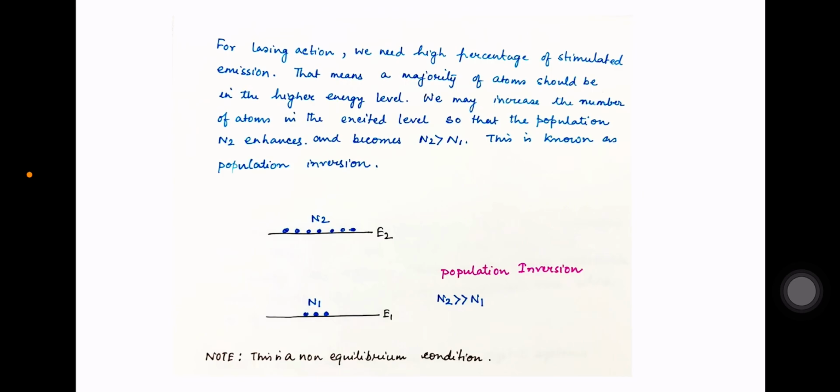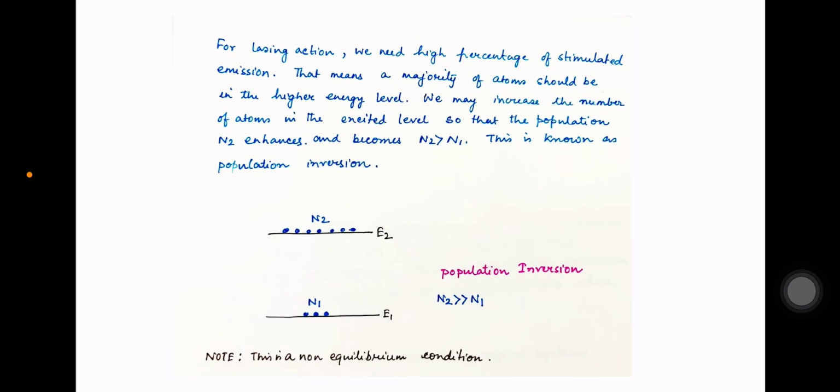But you see, for laser, what do we need? We need stimulated emission. And for a higher percentage of stimulated emission, we need the majority of atoms to be in the excited state, that means in the higher energy level. So there is a method by which, with the help of an external agent, we can increase the number of atoms in the excited level so that we can achieve population inversion. That means N2 has to become greater than N1. This is known as population inversion.